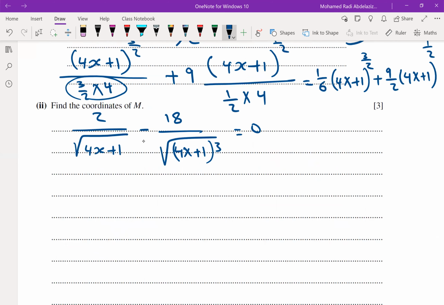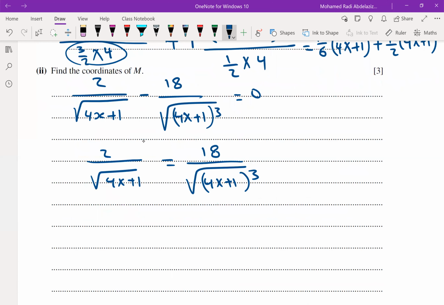To solve this equation, just write 2 over square root of 4x plus 1. Move to the other side to be 18 divided by square root of 4x plus 1, all to the power of 3. By dividing both sides by 2, you will get 1 over square root of 4x plus 1 equals 9 over root of 4x plus 1, all to the power of 3.